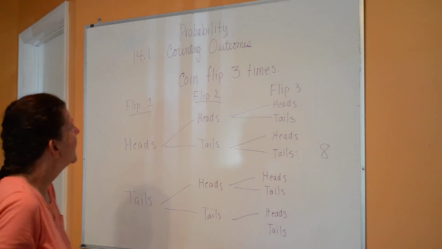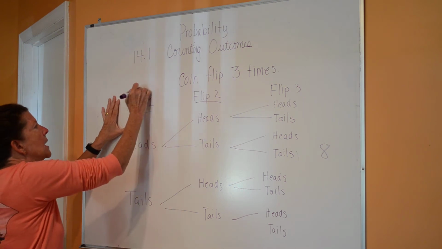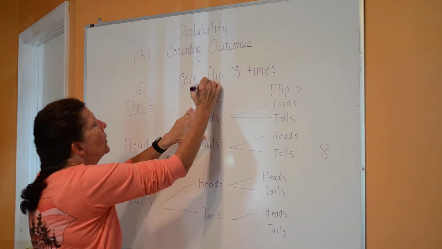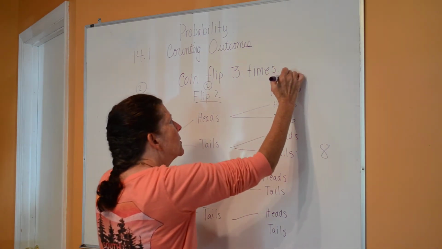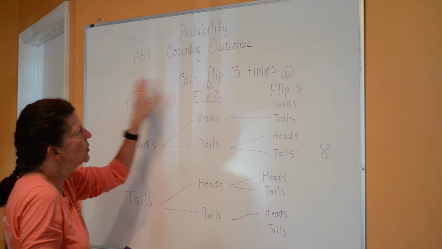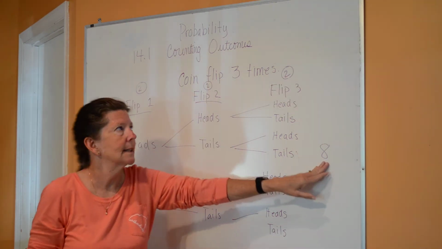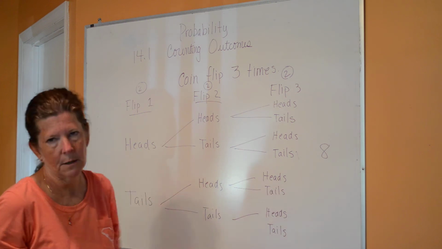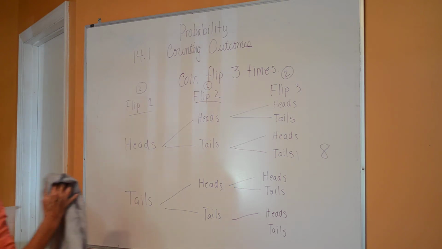Another way to get 8 is by recognizing that when I flip the coin the first time, there's 2 possible outcomes. When I flip it the second time, there's 2 possible outcomes. When I flip it the third time, there's 2 possible outcomes. So 2 times 2 times 2 is going to give me an 8. And that's called the counting principle. That's the fundamental counting principle.